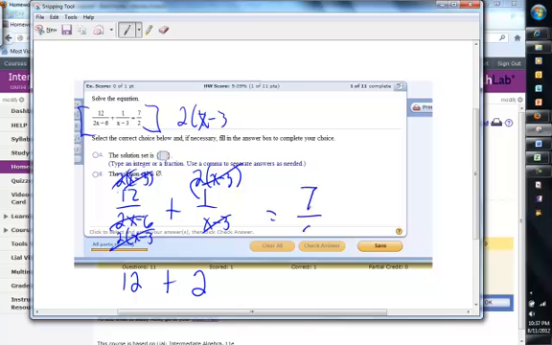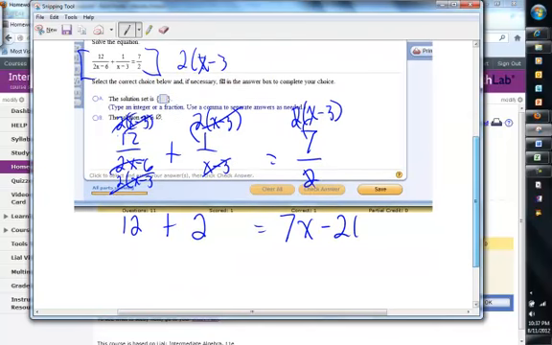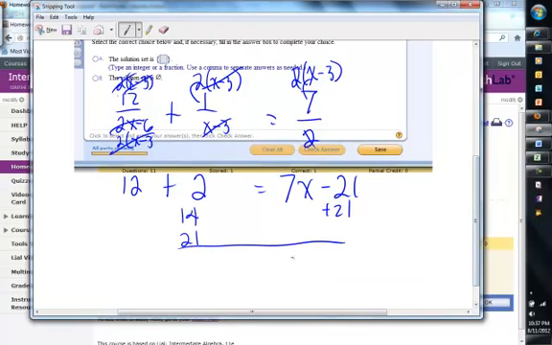7 over 2. Remember, we're multiplying by 2 times x minus 3. So the 2's cancel, and we have 7 times x minus 3, which is 7x minus 21. 12 and 2 makes 14. Add 21 to both sides, and we get 7x is 35. So x is 5.